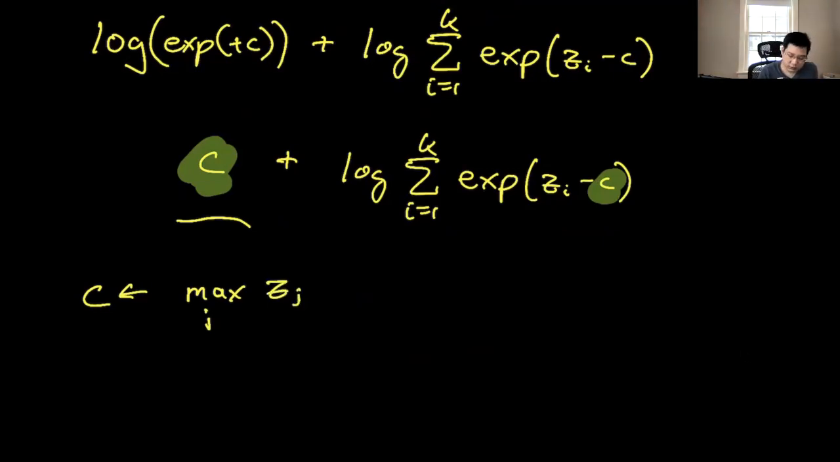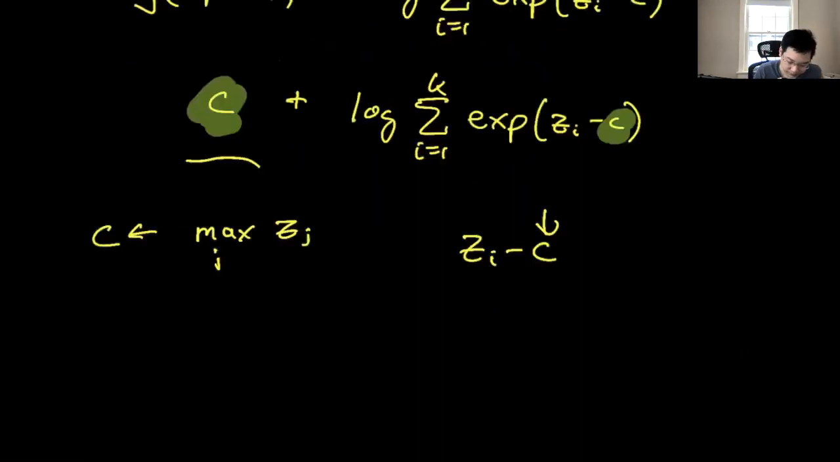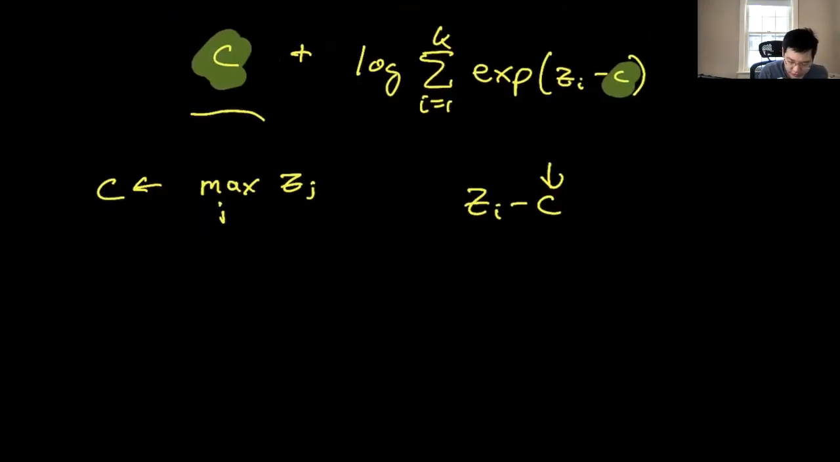Now, if you think about what all the Z_i minus C's are, well, if this one is the maximum value, then the largest one is going to be zero, and everything else is going to be smaller than zero. Some of them might be super negative, but we don't really care about that. We're actually okay with that. But I'll discuss that afterwards, because you kind of care, but I don't think there's a way around it. So what you get is that one of these terms is going to be one, right? Let's say Z2 is the largest one.